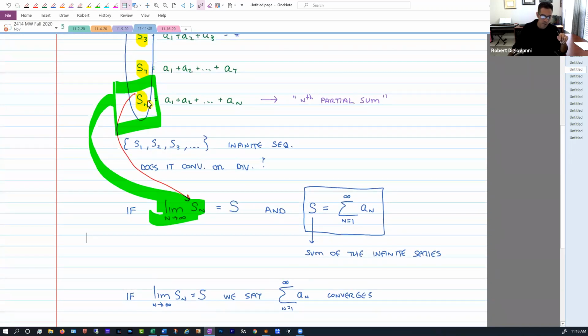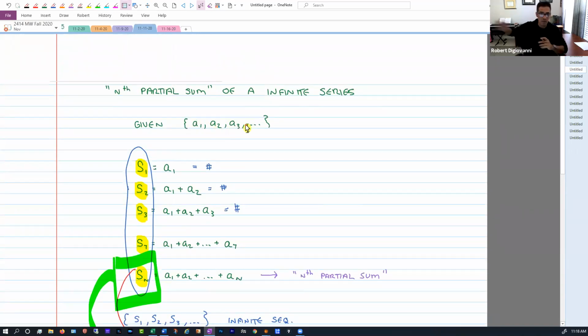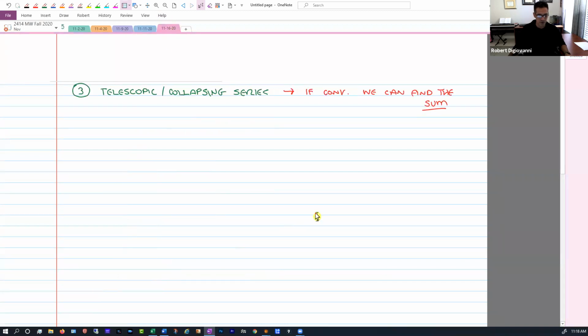We're about to find a formula for S sub n. We're going to take its limit and we're going to get an answer, and that answer is going to represent the sum of all of these forever, the infinite series. Okay, so let's start with our first example here of a telescopic. So we're going to do the sum from n equals 1 to infinity of 1 over n times n plus 1.